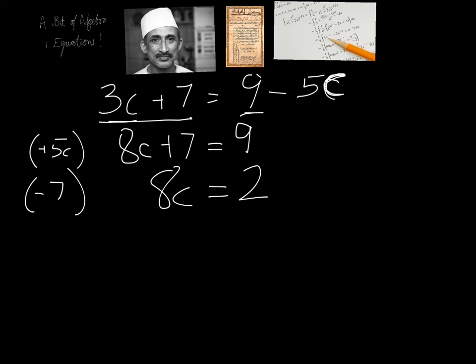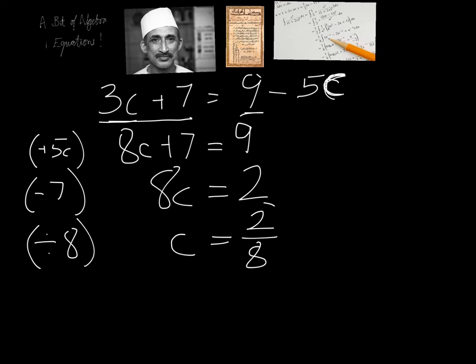Very nearly there now. Just as before, we've got a multiple of c. We had 4p last time. This time we've got 8c. What did we do? We divided. So we're going to be dividing again. Divide my 8c by 8, both sides. 8c divided by 8 is 1c, which we write as c. And 2 divided by 8, well, let's just write it. 2 divided by 8, which we can then simplify.